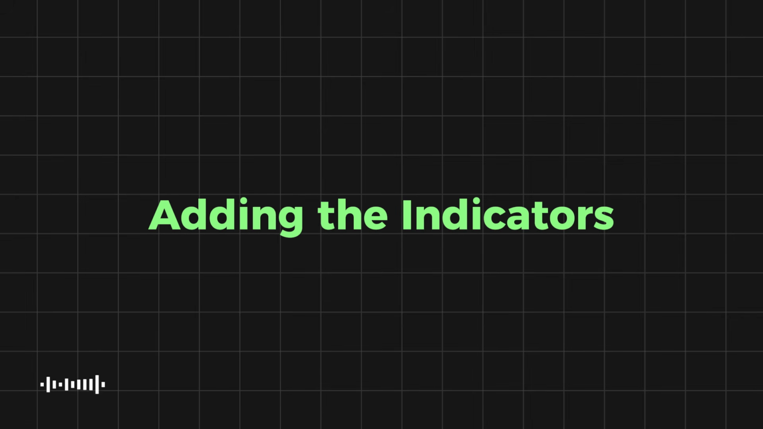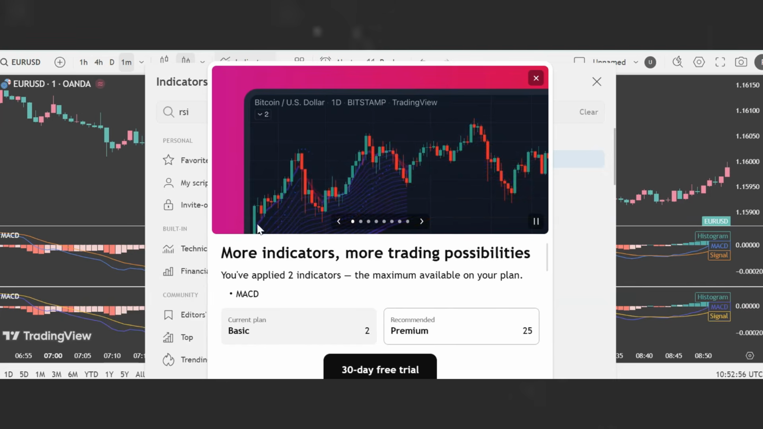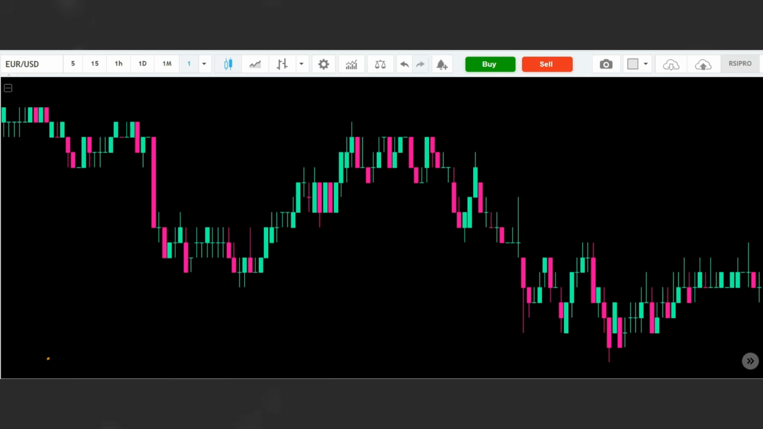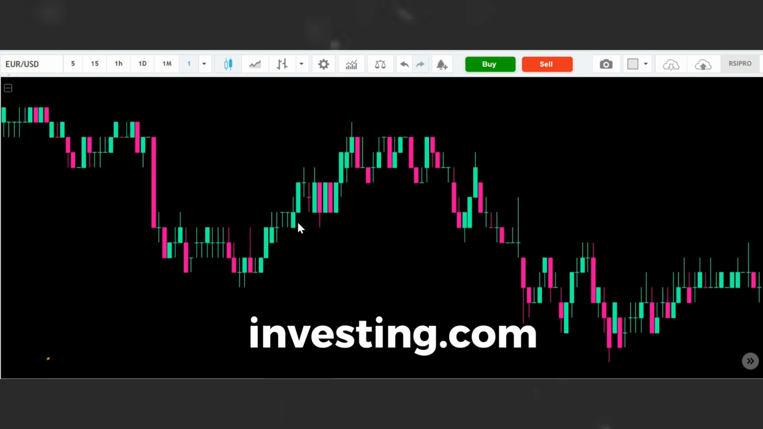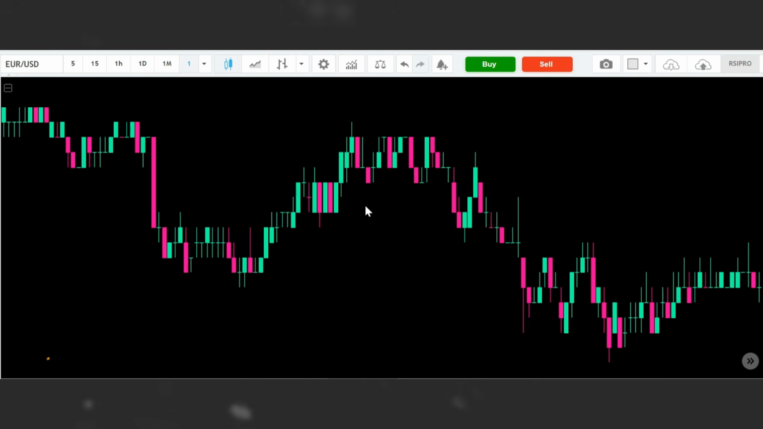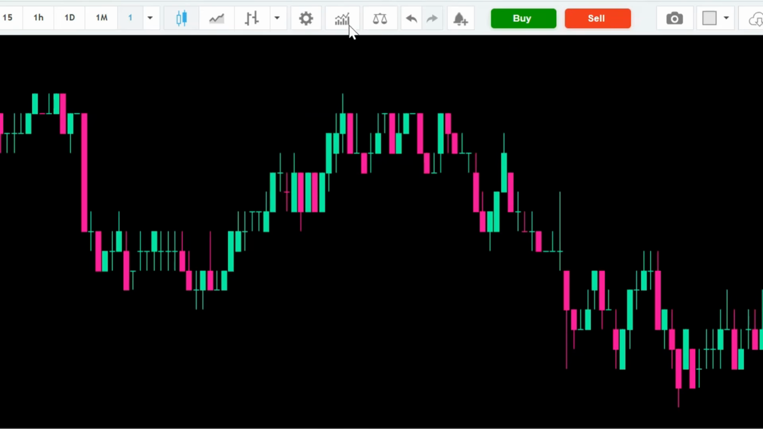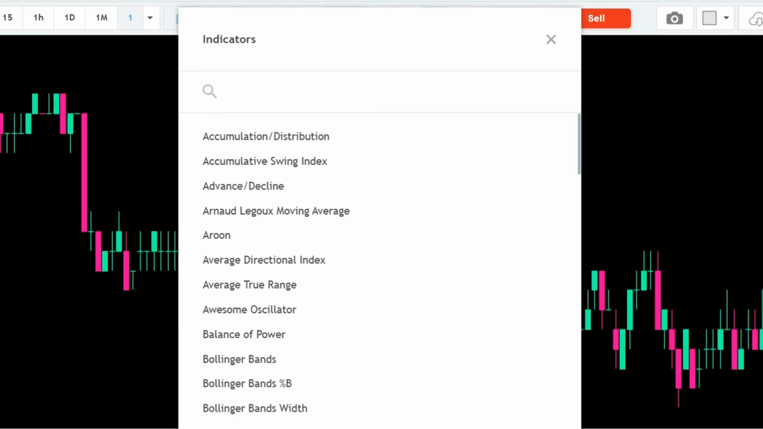Adding the indicators. Before we start, a quick reminder. On the free version of TradingView, you can only add 2 indicators at a time. So for this strategy, we'll use a free site called investing.com to add all 3 indicators. Don't worry, this works even if you don't have a TradingView Pro account. Okay, first go to the indicators section and search for MACD.